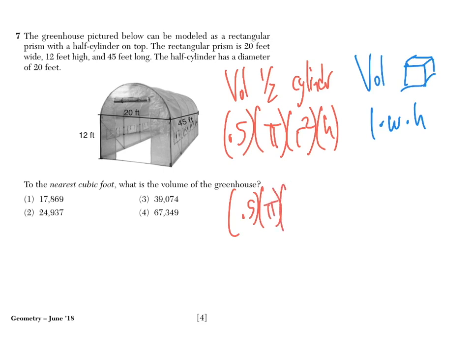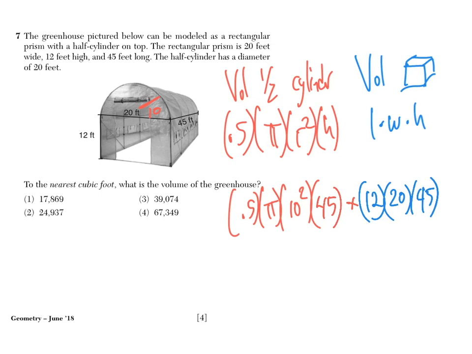What is the radius? Well, the diameter is 20, so the radius is going to be simply 10. So it's going to be multiplied by 10 squared. And then the height. This is a little bit tricky. I recognize that this cylinder is on its side. So what we would normally think of as the height is, in this context, the length. And that's going to be 45 feet. So let's plug in that value. Great. Plus what? Well, we know that the volume of the prism is going to be simply 12 times 20 times 45.